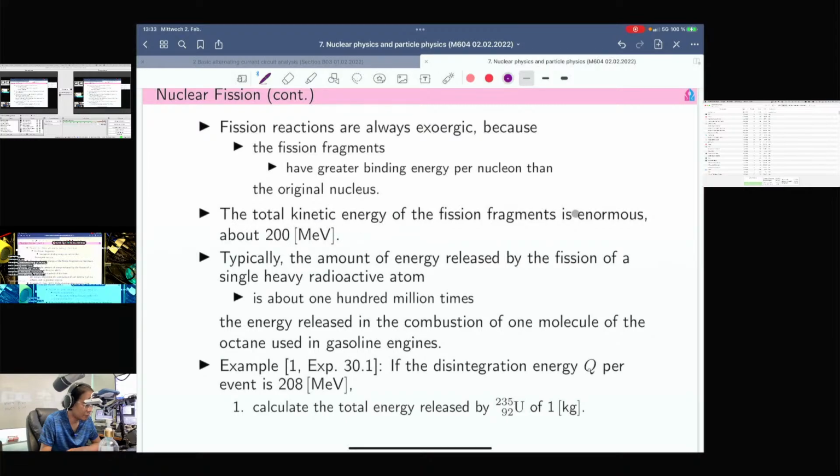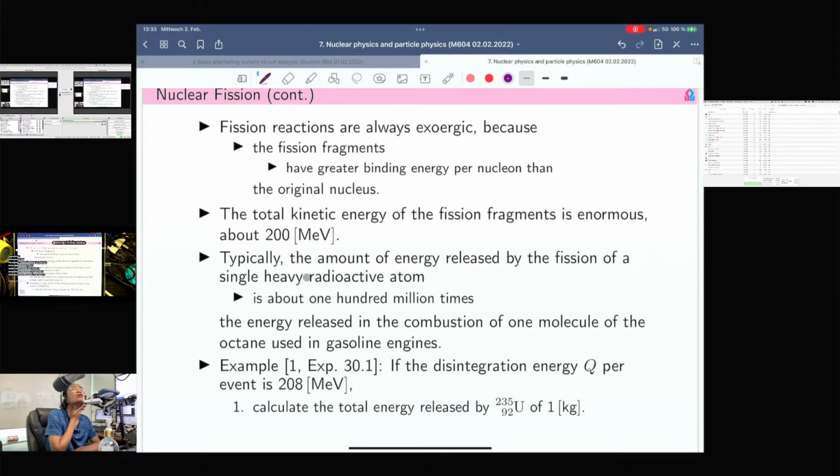The total kinetic energy of the fission fragments is enormous. For example, 200 mega electron volts for uranium-235. Okay, and the typical amount of energy released by fission of a single heavy radioactive atom is about 100 million times the energy released by the combustion of one molecule of the octane used in a gasoline engine.